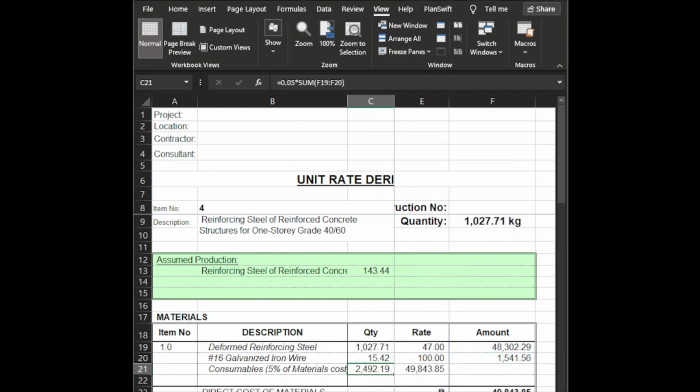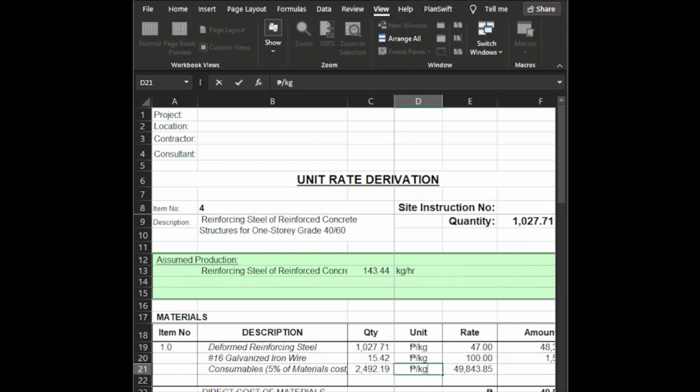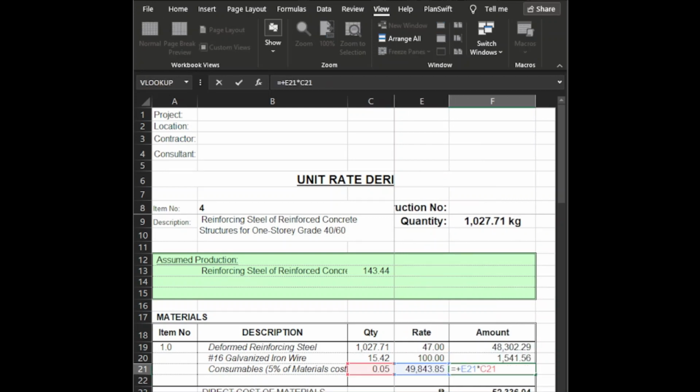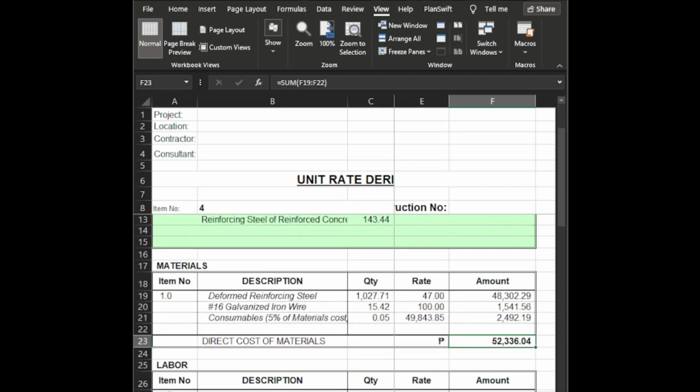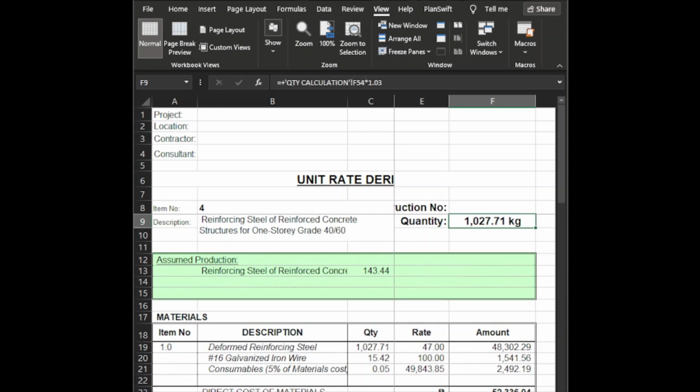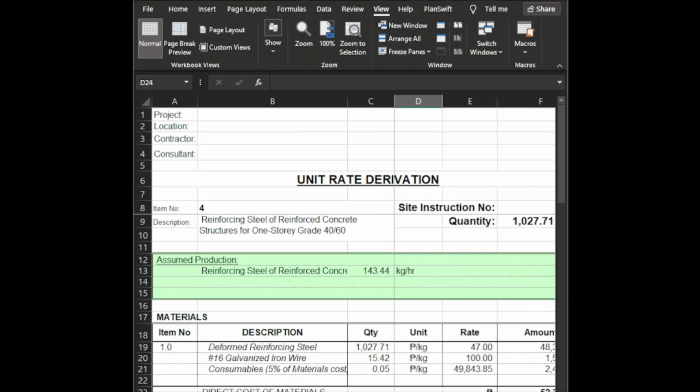Okay, wait, 0.05. Then this is the sum of that one. Then we multiply, this is 2000. So we have 52,336 for our materials for our 1,027 kilograms, or all the reinforcing bars that we are going to use in that small project that we have.